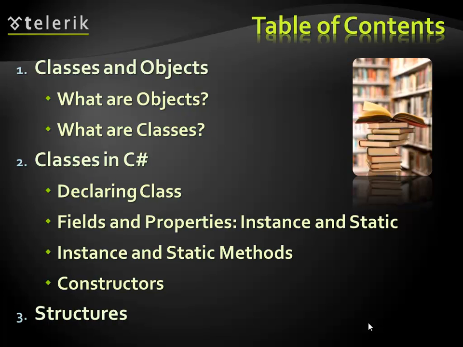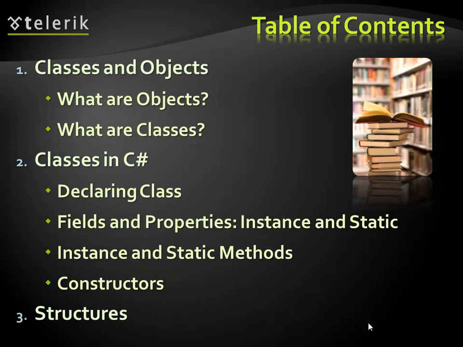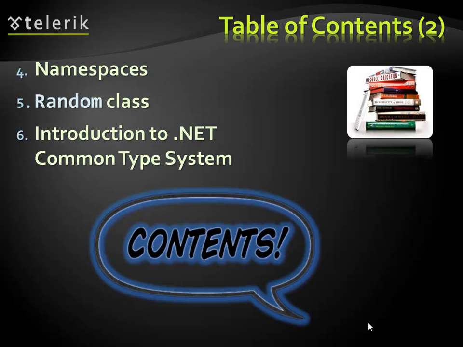Then we're going to talk a little bit about structures, which are actually classes, just a slightly reduced kind of classes. It didn't say here, but we're going to talk about enumerations a little bit too. And then we're going to see namespaces, and we're going to see an example of a random string generator class. That's going to be one class that we're going to see the inside of. And then we're going to talk a little bit about the common type system and how types are defined in C#.